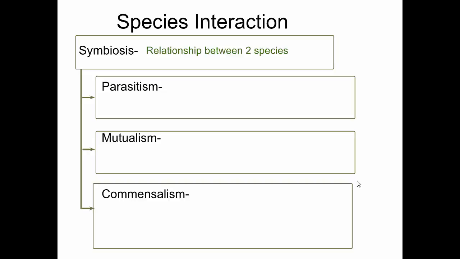There's three types of symbiosis that you'll have to know about. They're called parasitism, mutualism, and commensalism.